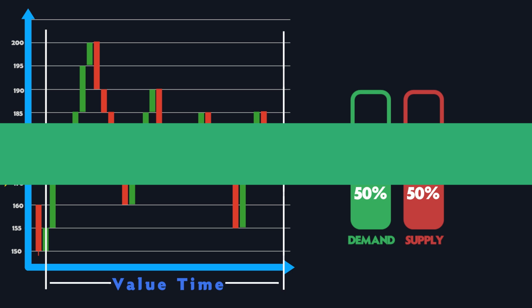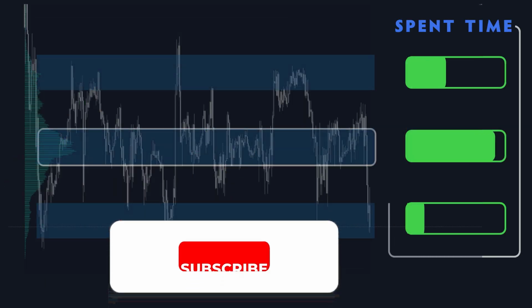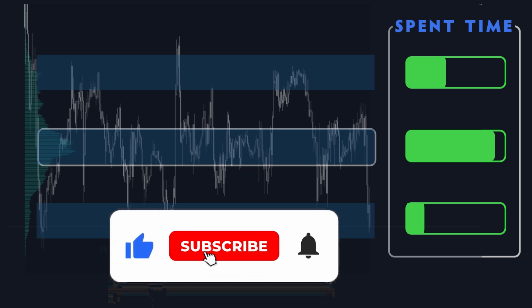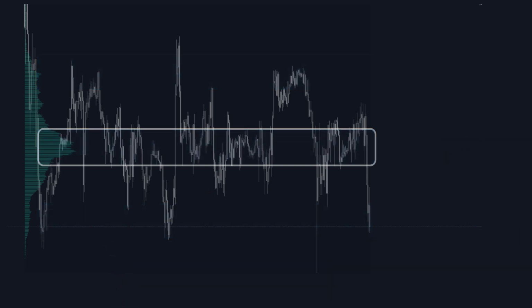You should note that the market spends more time at the fair price than at extremes. It's a very important concept and will be discussed in detail in the next video. Now you can see why identifying the fair value is important. It tends to attract the price toward it, like a magnet.